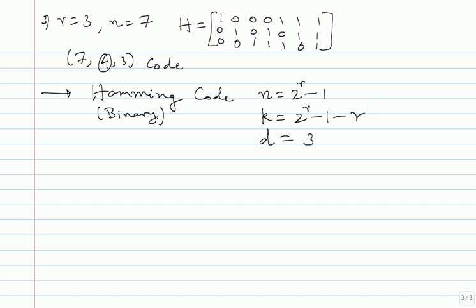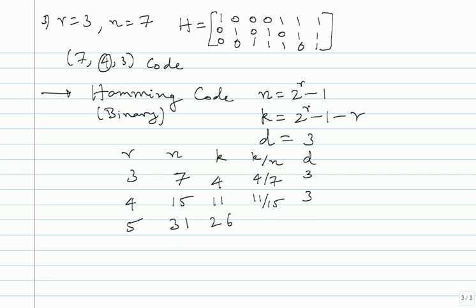As you increase r, you get better and better codes for the same minimum distance. If you write down a table of r, n, k, and k over n: for r equals 3, you had 7, 4, which is 4 by 7, not such a large rate. Remember d is always 3. If you go to 4, you immediately get 15, 11, and 11 by 15 is larger than 4 by 7. Go to r equals 5, you get 31, 26, and 26 by 31 is again larger for the same minimum distance. You go to 6, you get 63, 57, and 57 by 63 is larger still. So you see the advantage of going for larger n and larger k.